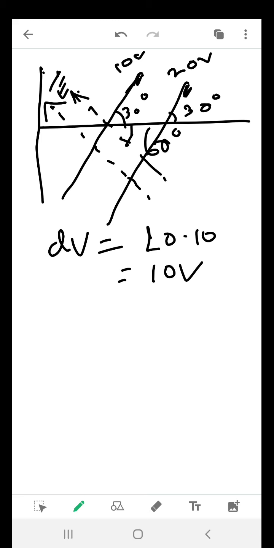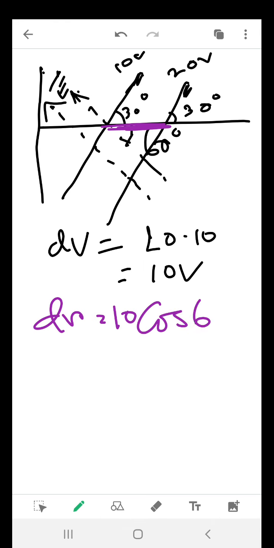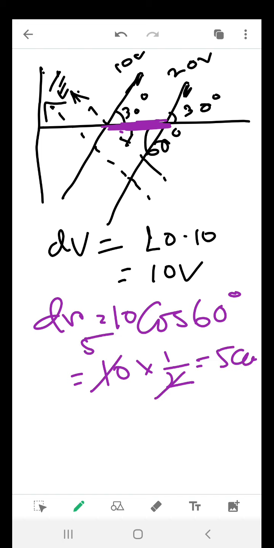If we take this as dr, then dr will be 10 cos 60 degrees, because this distance is 10 centimeter. If we want to know this separation dr, this distance we don't know, then 10 cos 60 degrees, we can identify the distance dr. So 10 is 10, cos 60 means sin 30. Sin 30 means half. So this will become 5. So we can take dr equal to 5 centimeter.